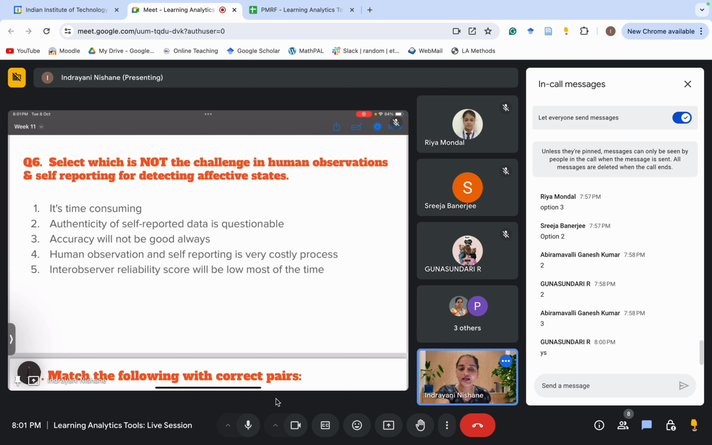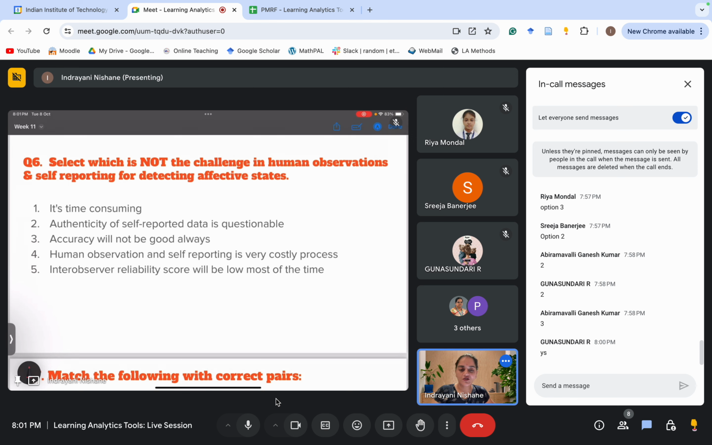So for that training, we need to have some ground truth established. Once we have that ground truth, we have information about expressions and their emotional state by human observation, by third-person observation, and self-reporting of the learners themselves. If these two are matching, only then have we established the ground truth, and that truth can be used to train the machine learning model.